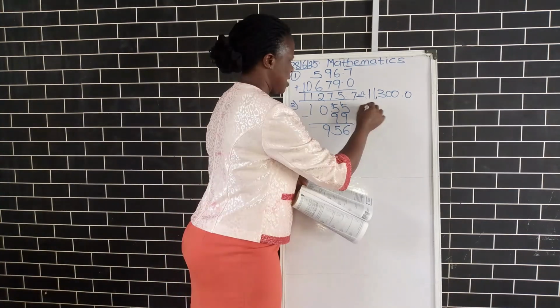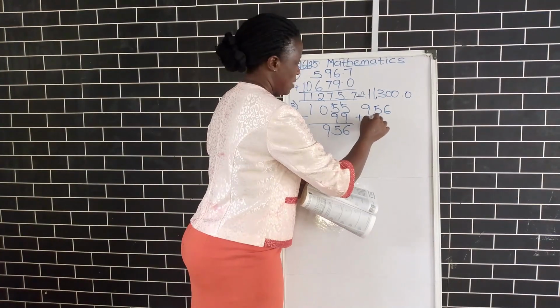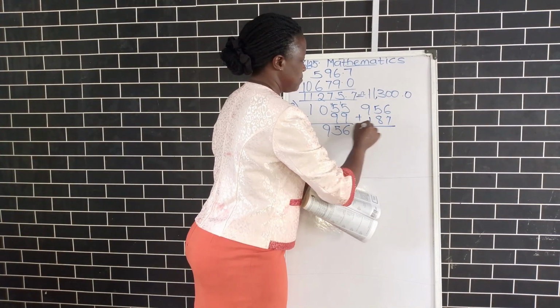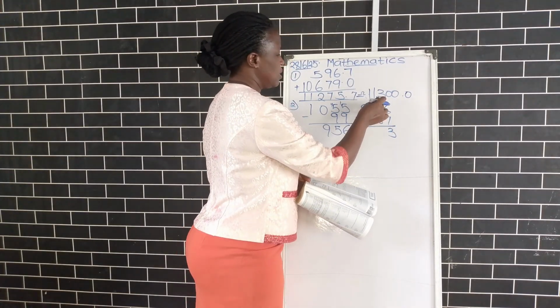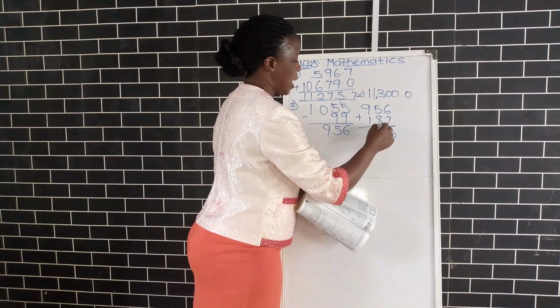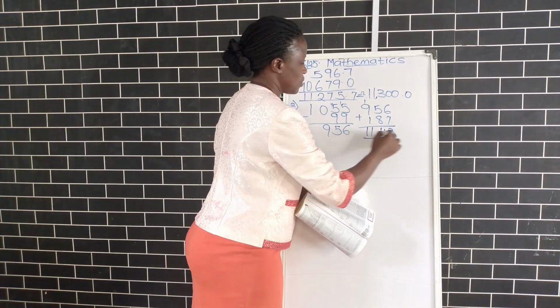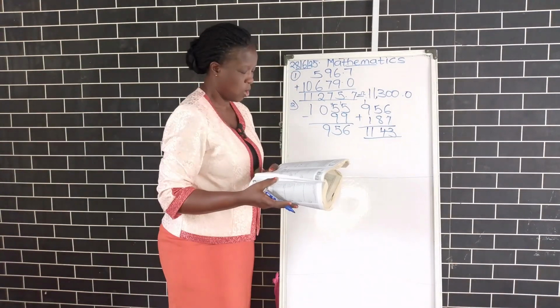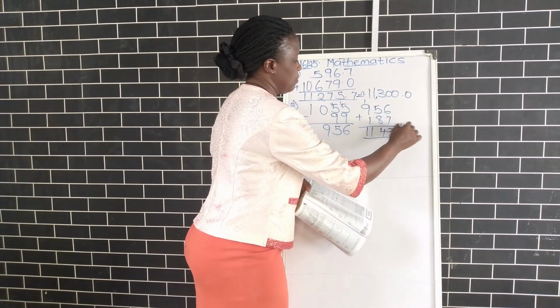No. So that will be 956 plus 187. This is 13. This is 8 plus this. This is 13 again plus the 1. That is 14. That is 10 and 11. So our final answer there is 1143, which is option B.